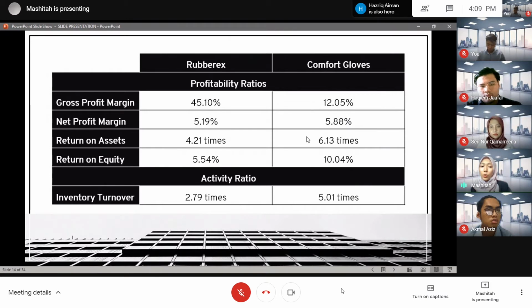The low inventory turnover for Rubberex is maybe because Rubberex keeps its inventory at a high amount. Based on their annual report in 2019, it shows that Rubberex kept 42 million of inventory and rarely restocked their inventory during 2019. Now I will pass it to the next presenter.